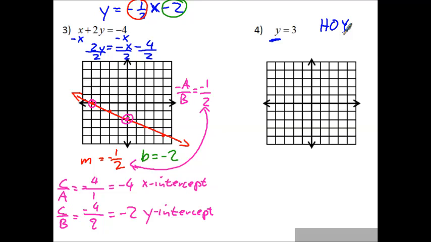Well, that's because we had the variable y in the equation. And the horizontal line crosses the y-axis. And therefore 3 is the point which is our y-intercept. Horizontal lines only have y-intercepts. And here's our horizontal line going through the point +3.